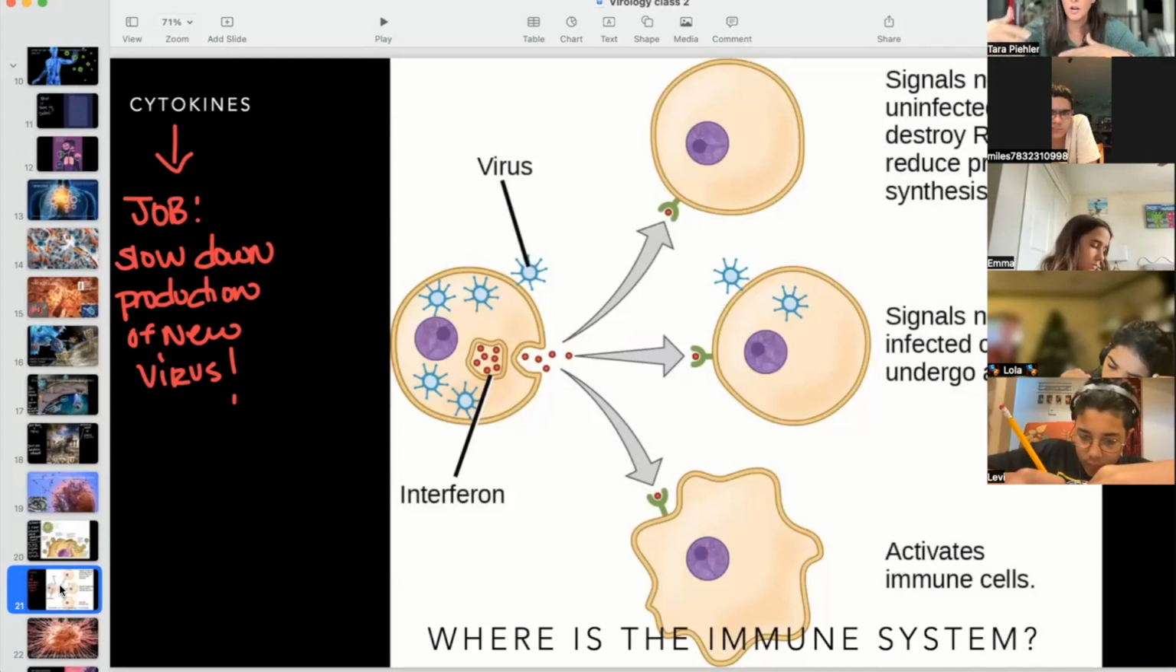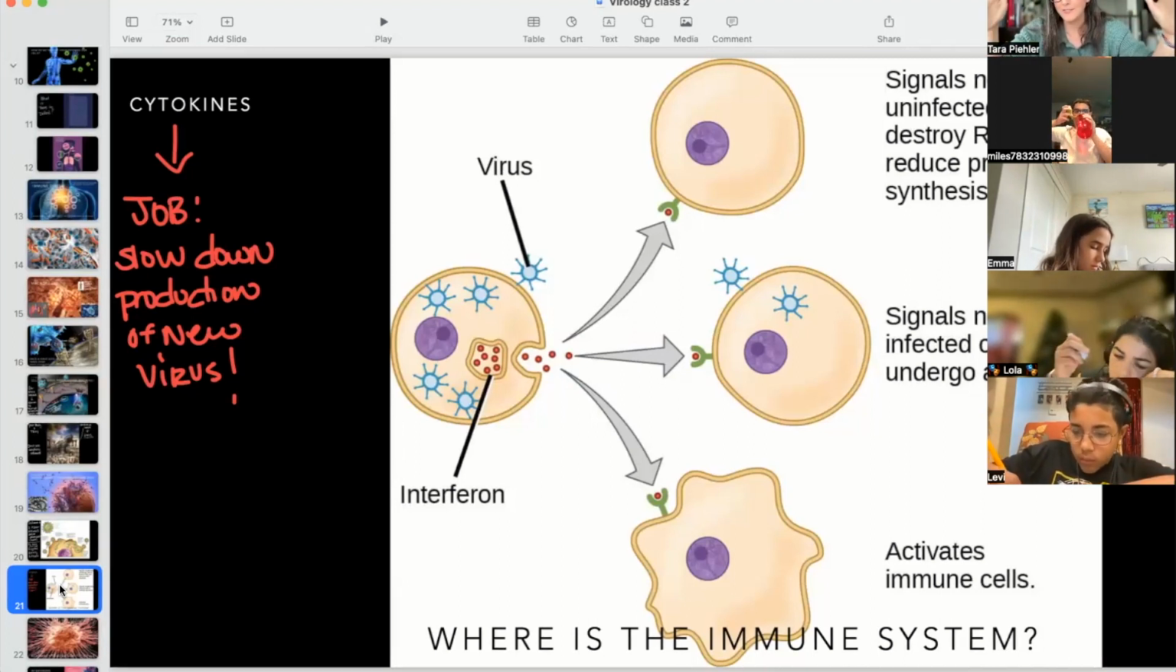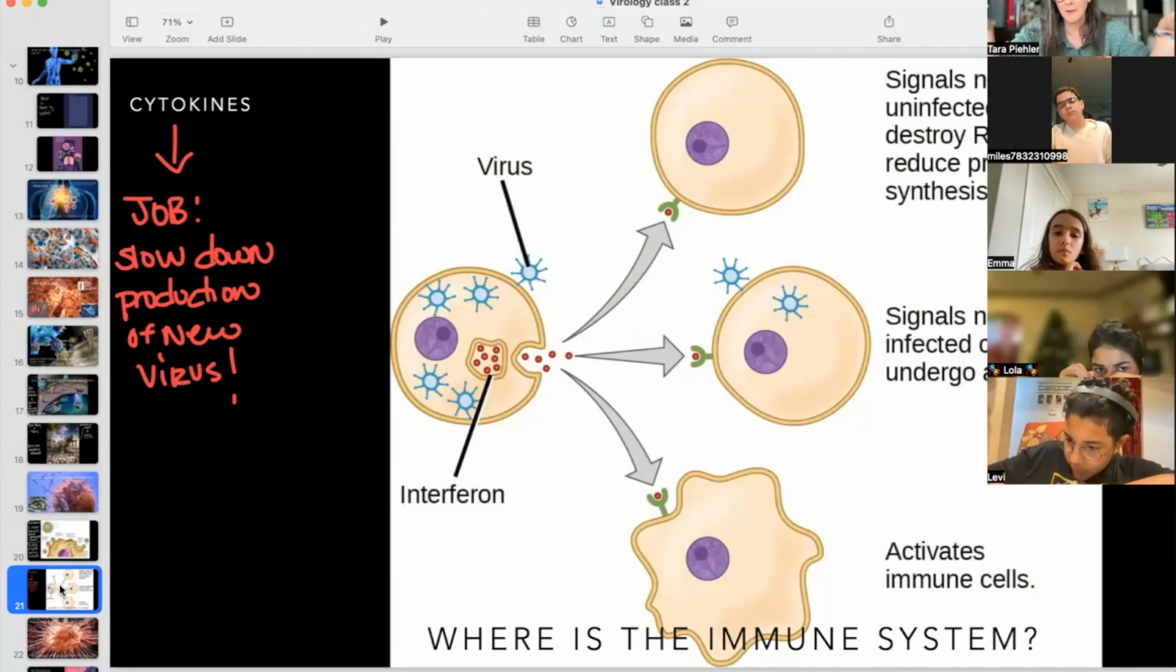If all your cells stop production, the factory is shutting down, right? So that's our first line of defense: halt all production until we figure out what's going on. So that's cytokine interferon. Does everyone write that down?